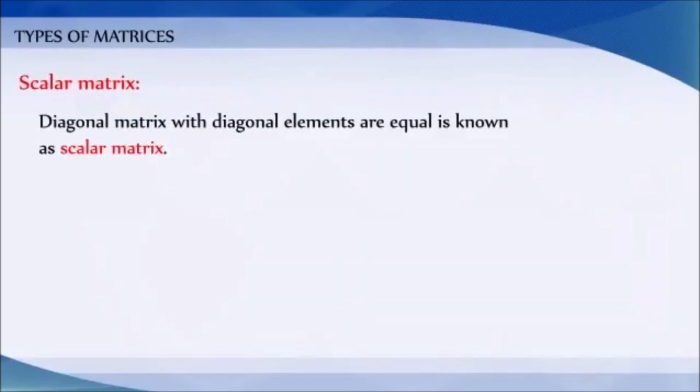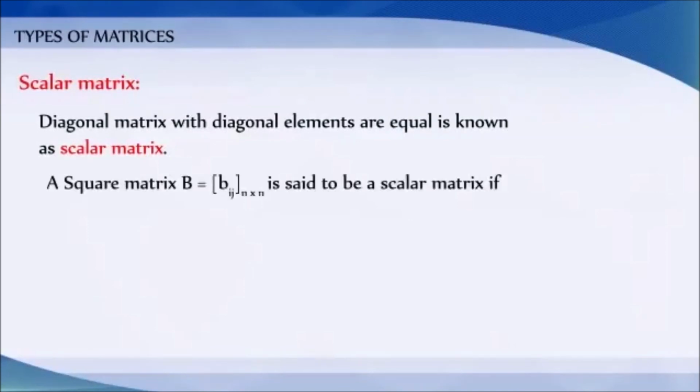Scalar matrix. A diagonal matrix is said to be a scalar matrix if its diagonal elements are equal. That is, a square matrix B = [bij] n by n is said to be a scalar matrix if bij = 0 when i is not equal to j, and bij = k when i is equal to j, for some constant k.